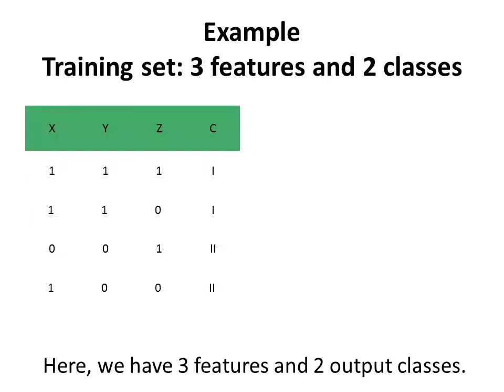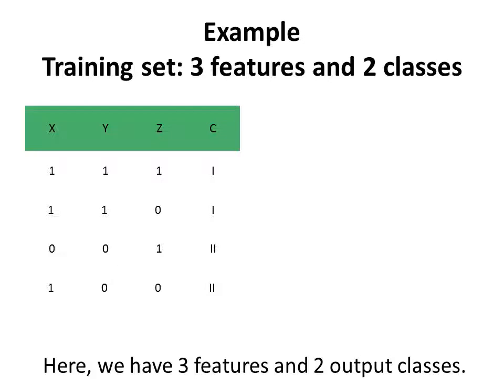Example, we have taken one example. The training set contains 3 features and 2 classes. What are the 3 features? X, Y and Z are the 3 features, and we have 2 classes, class 1 and class 2, with the attribute C. X, Y, Z take values 0 or 1. Based on the values of 0 and 1, the C value is obtained.